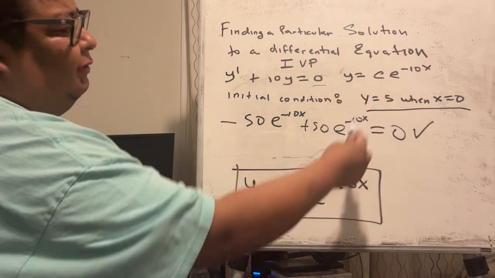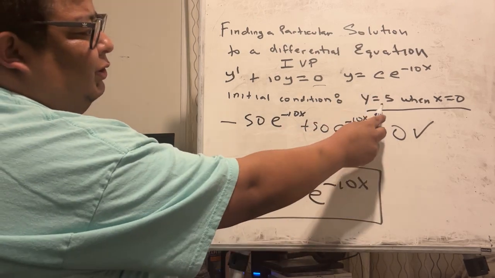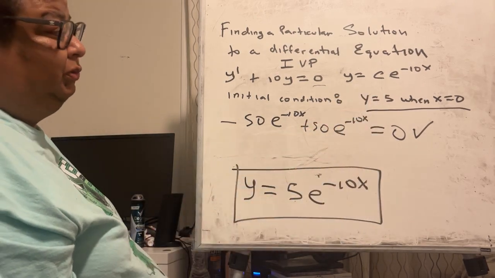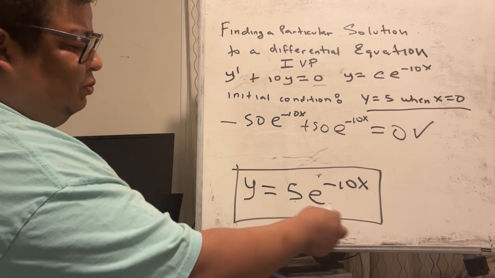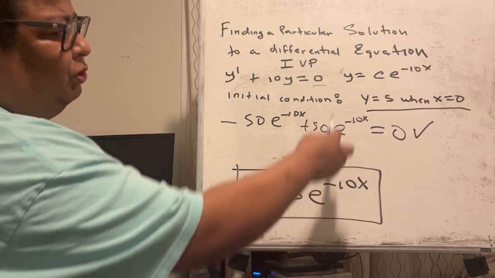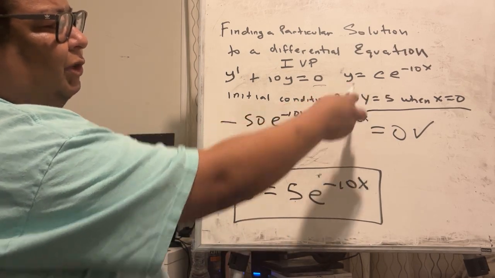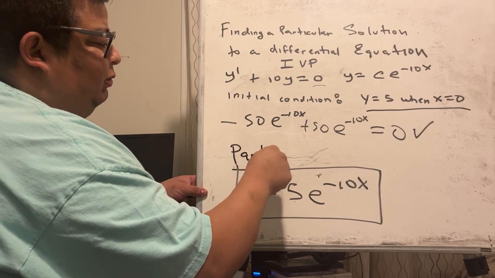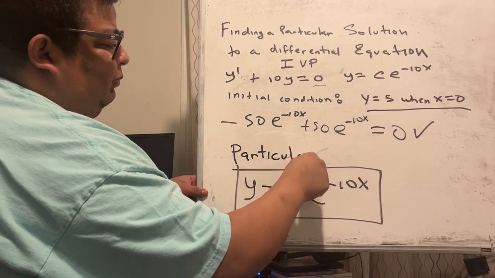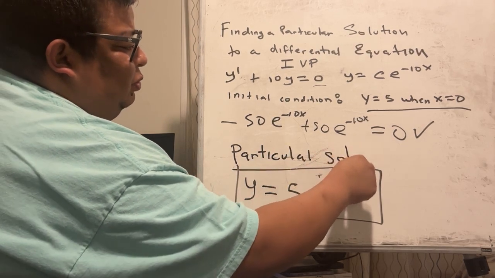So we indeed have a particular solution given this initial condition. This is called a particular solution because we solve for a particular value of the constant.